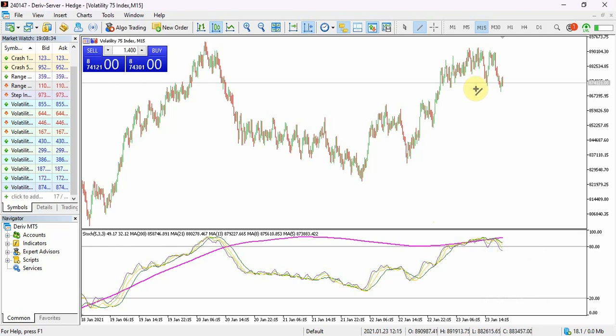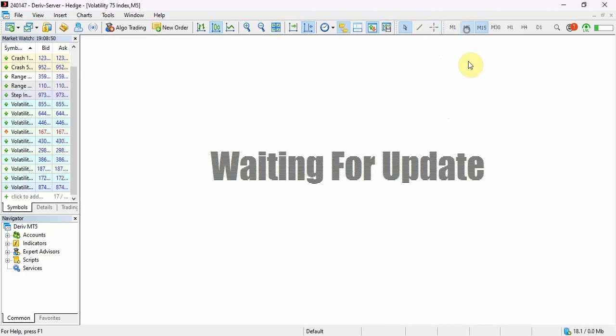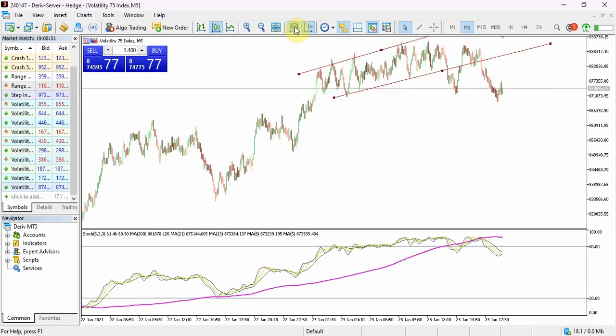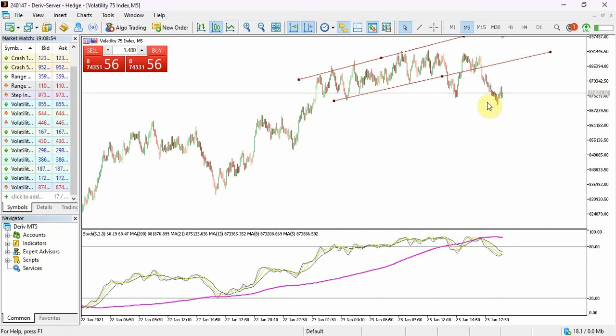Here is the trick. For you to sell, you then need one thing. You need to wait for a breakout here. Let me just draw a line there. So there we go. We had some kind of an upward channel. So now that's what the M5 is for.